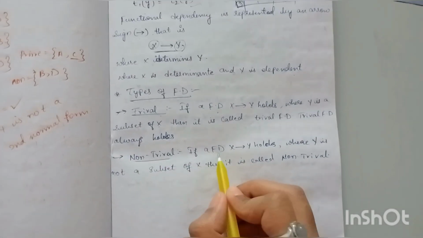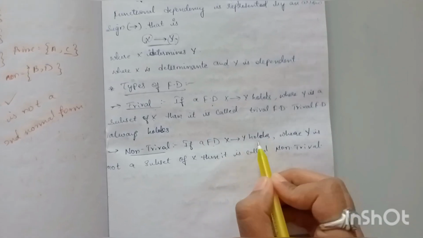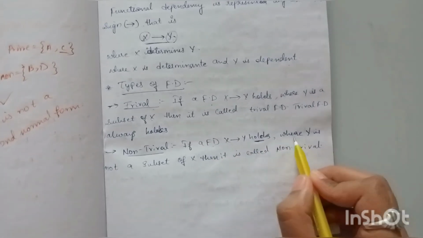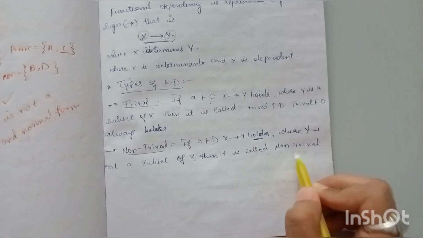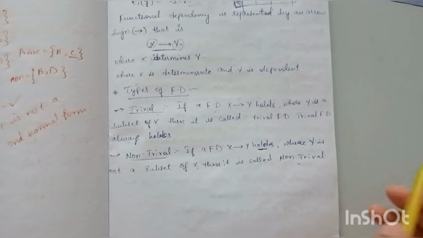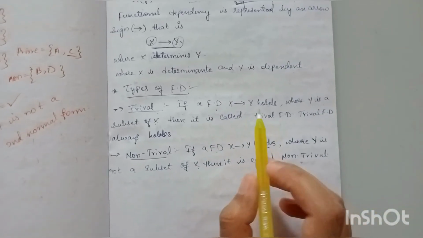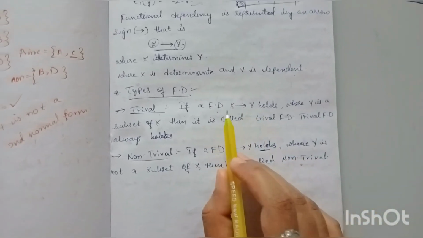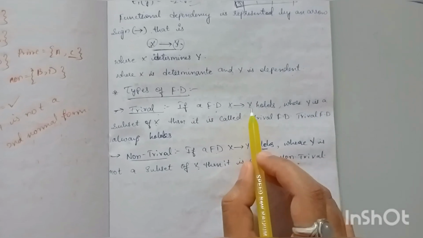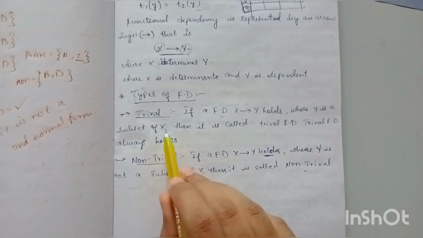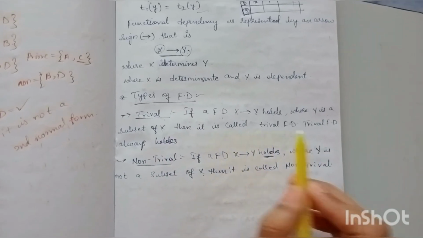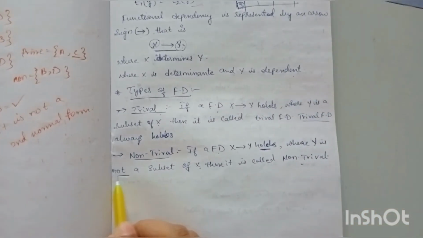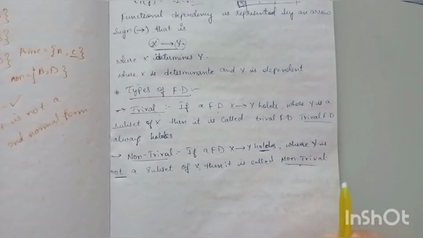Non-trivial: if a functional dependency x determines y holds, where y is not a subset of x, then this is called a non-trivial functional dependency. The only difference is this: when x determines y holds, if y is a subset of x, then this particular rule applies and we call it a trivial functional dependency. If it is not a subset of x, then it is called non-trivial.